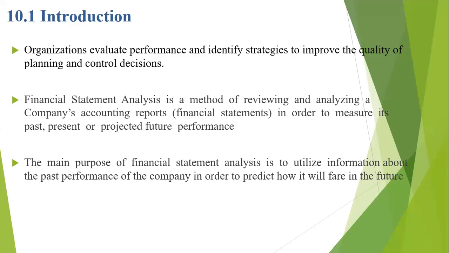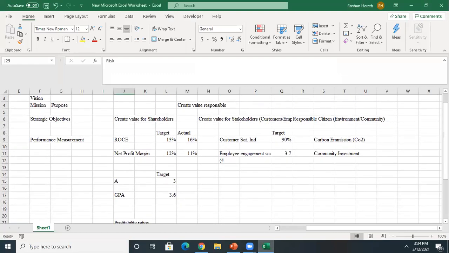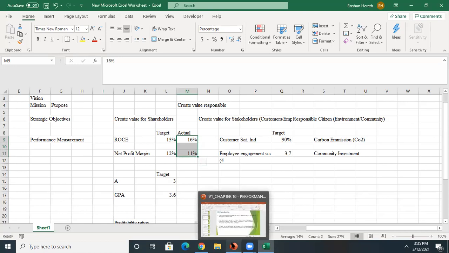The main purpose of financial statement analysis is to utilize information about the past performance of the company in order to predict how it will fare in the future. So the very purpose of this financial statement analysis is to focus on your past performance, so you can look at how well you have performed in the past. If you compare that against the targets, you can say to what extent you are doing good or bad. So depending on that, then you can plan your future. You can predict the future. Once you set the targets and get the actual result or the past performance, you can compare them, and then you can say how good you are. And depending on that, you would be able to predict the future, or plan for the future.